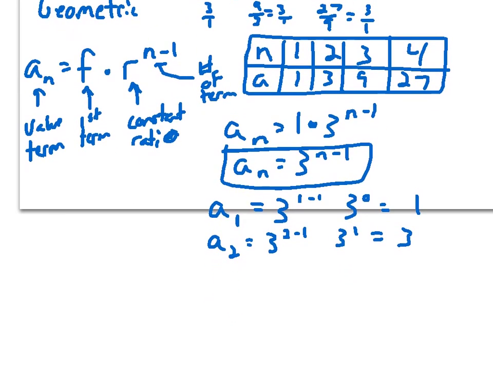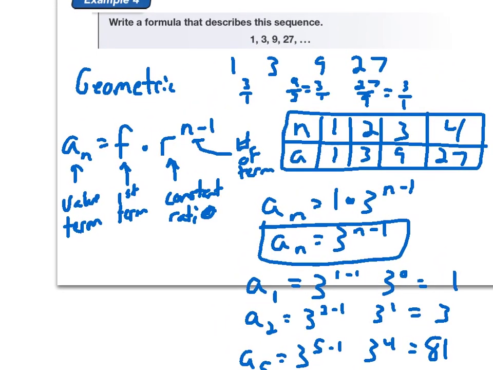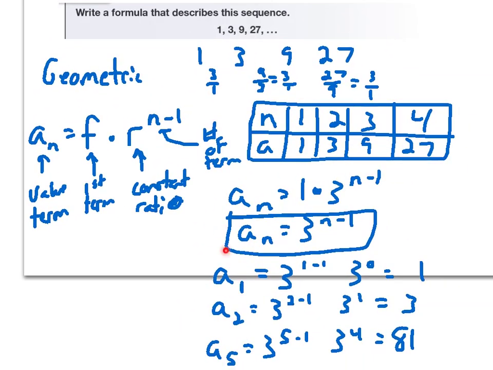So if I wanted to find the value of, let's say, the fifth term, the value of the fifth term would be 3 to the 5 minus 1 power, or 3 to the fourth power, which means 3 times 3, which is 9, times 3, which is 27, times 3, which is 81. So the fifth term would be 81. So again, formulas can make our life a lot easier instead of just trying to keep adding or multiplying to find terms.